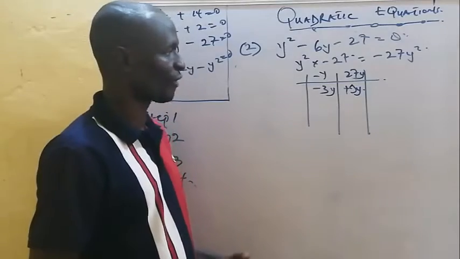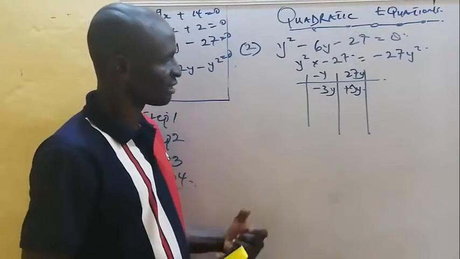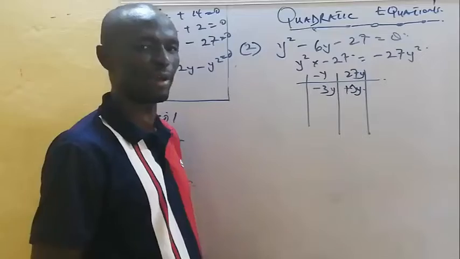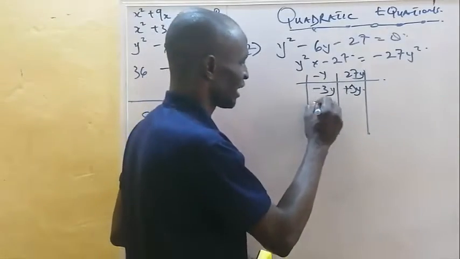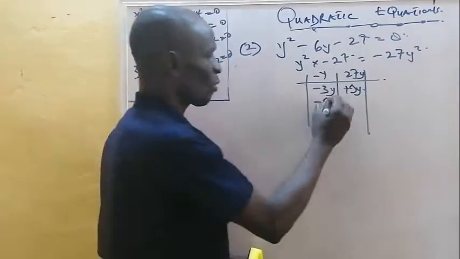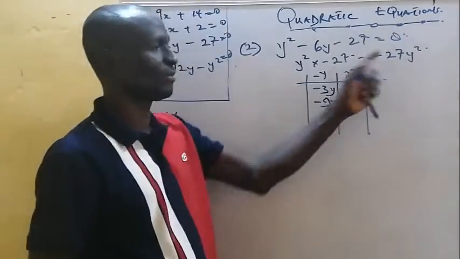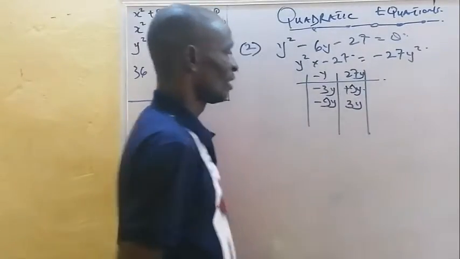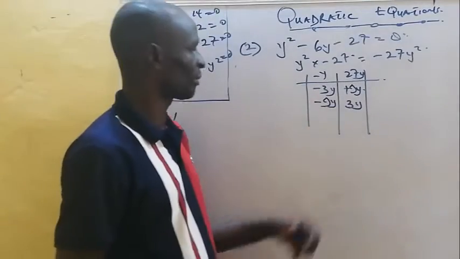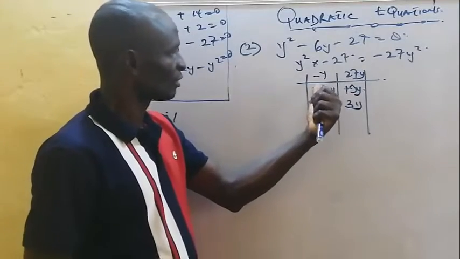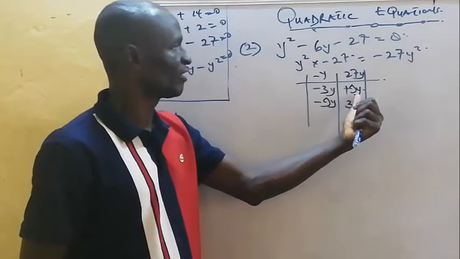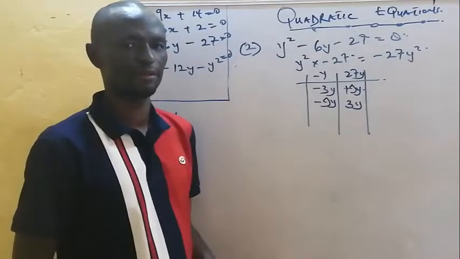4 will not go, 5 will not go, 6 will not divide, 7 will not, 8 will not divide minus 27. The next that will divide minus 27 is minus 9. Minus 9y times what to give me minus 27? That's 3. Now, I've gotten to 3y coming back there. Look at this. Minus 3y plus 9y will give me plus 6y.